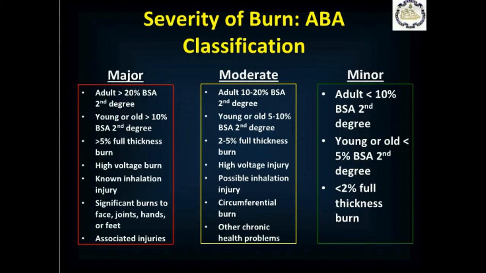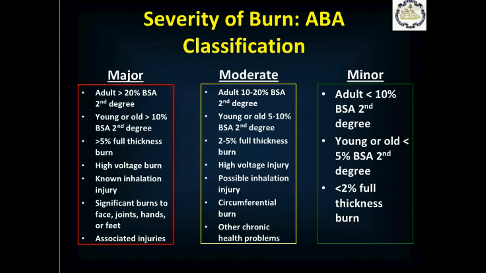Minor, you speak to medical control, but you may be able to manage them shipboard. So for minor, it's adult with less than 10% body surface area of a second-degree burn. For young or old, so children or those over 55 to 60, 5% body surface area second-degree burn, or less than 2% full-thickness burn is considered minor. Moderate would be an adult with a 10 to 20% body surface area second-degree burn, or young or old individual with 5 to 10%, a 2 to 5% full-thickness burn.